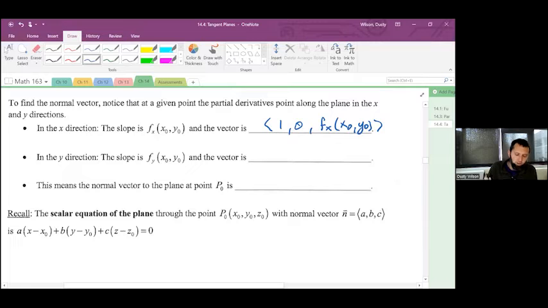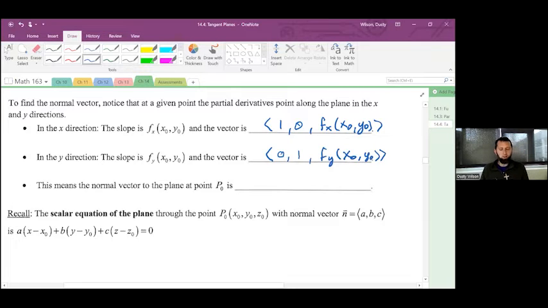The slope in the y direction is the partial derivative of f with respect to y at x naught, y naught. And the vector would be no change in the x, one change in the y, and fy at x naught, y naught.